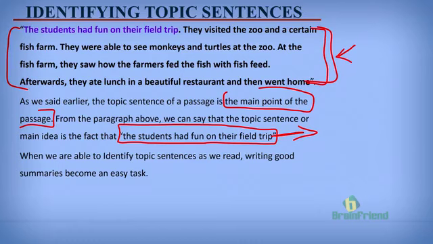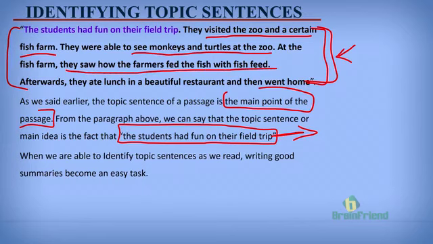Now, let's read the paragraph again. The students had fun on their field trip. They visited the zoo and a certain fish farm. They were able to see monkeys and turtles at the zoo. At the fish farm, they saw how the farmers fed the fish with fish feed. Afterwards, they ate lunch in a beautiful restaurant and went home.